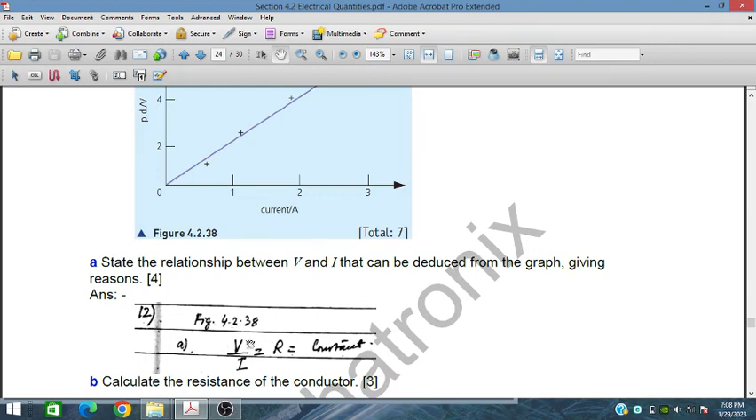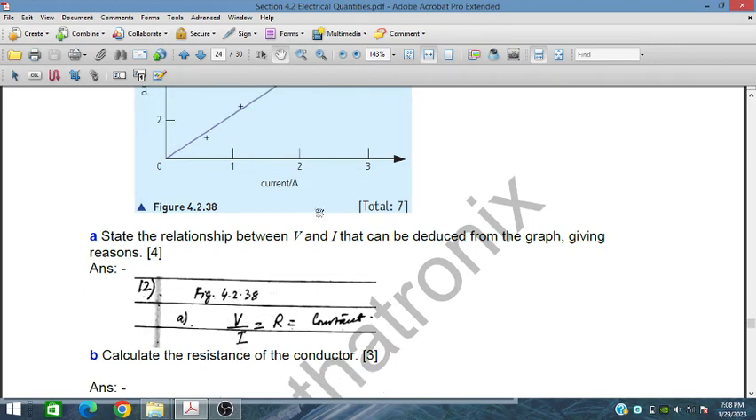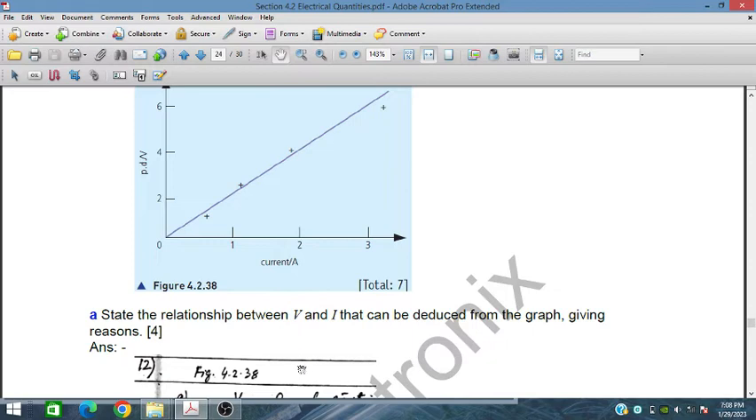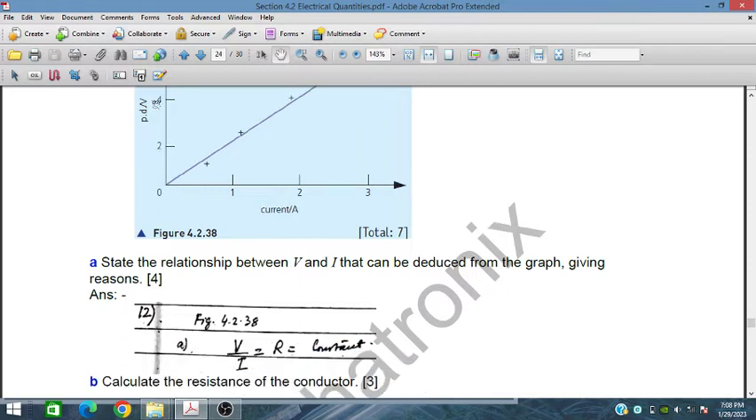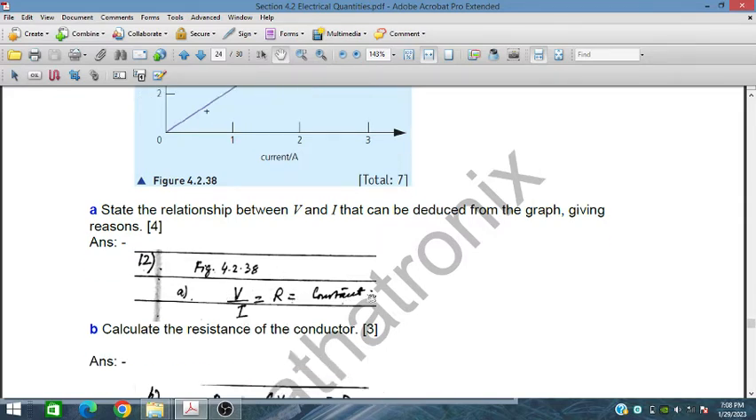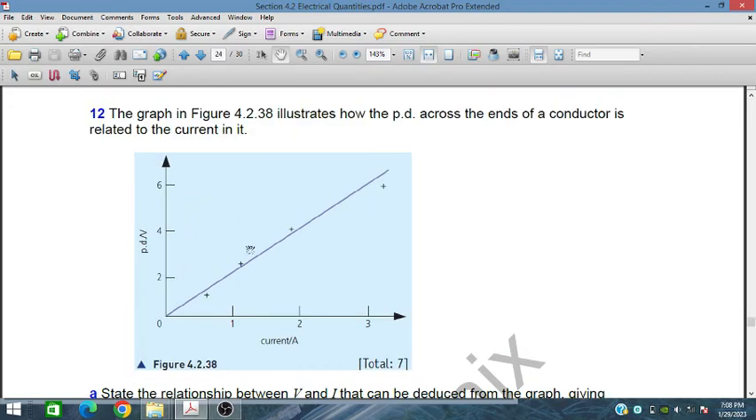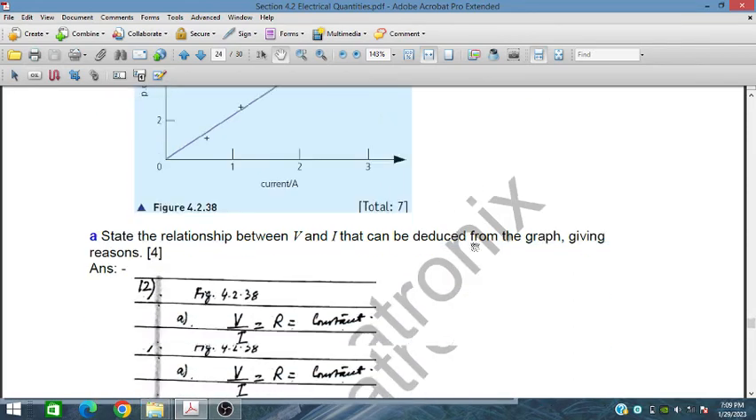Figure 4.38 is basically V upon I. So we divide the voltage by the current. This is voltage, the potential difference, and this is current. If we divide the potential difference by the current, we get the resistance, which is constant because it's a linear relation, very close to a straight line. So this is a practical value, and this is almost a linear relation.